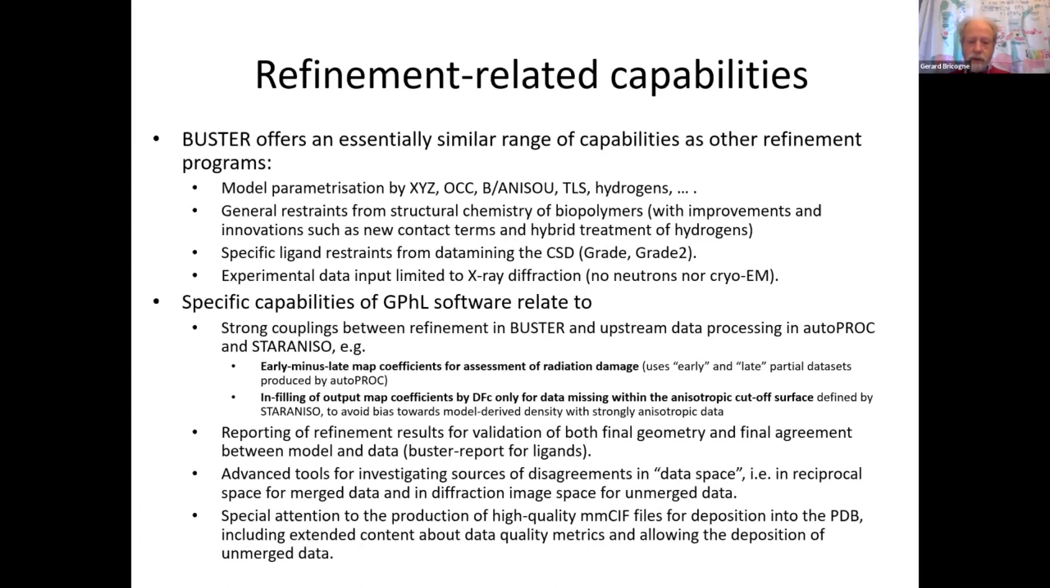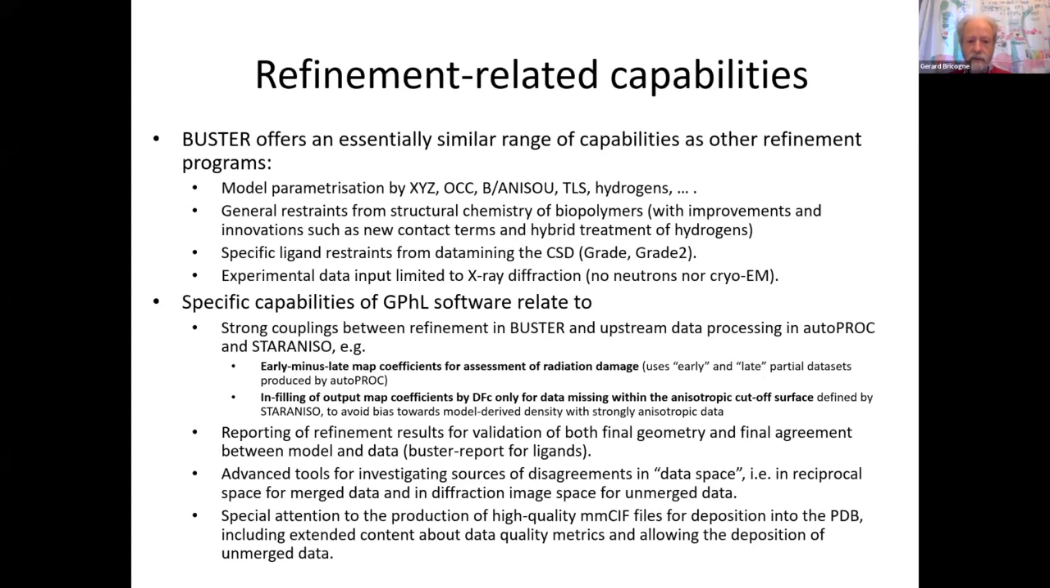A way of interrogating the data at the refinement stage, in a way that has been prepared by data processing, is these early minus late map coefficients that we introduced some years ago. The early and late partial data sets are produced by autoPROC if the redundancy is sufficient. And these maps, I think Clemens has presented them on a number of occasions, are very good at spotting radiation damage, and that can convey important information.